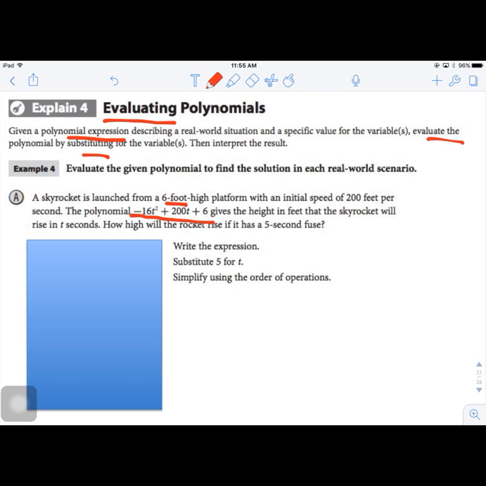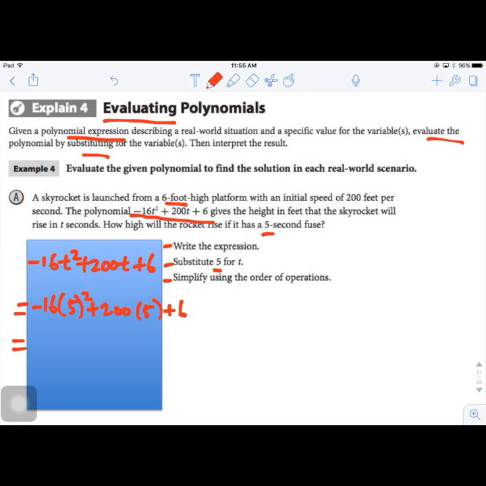It gives the height in feet that the skyrocket will rise in t seconds. How high will the rocket rise if it has a 5-second fuse? So first of all, we are going to write down the expression. That would be the first step right here: negative 16t squared plus 200t plus 6. Next, we're going to substitute 5 for t. So negative 16 times 5 squared plus 200 times 5 plus 6.